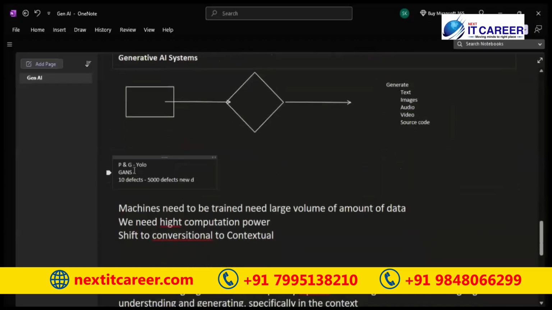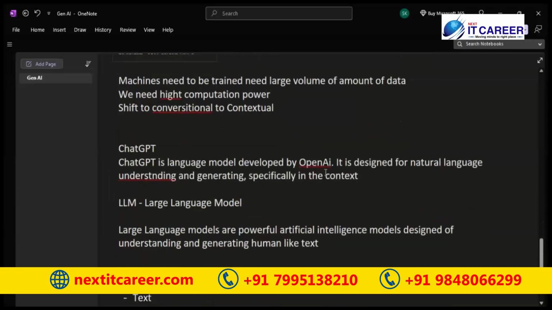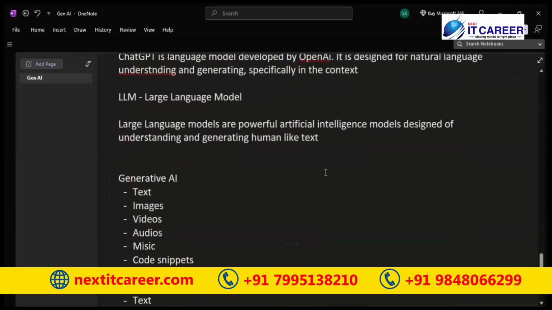I gave one real-time example, right? At that time we didn't have enough data to train the YOLO model. So based on only 10 defects, we were able to generate 5,000 defects using GANs. That is one of the generative AI models. And ChatGPT, we have understood, is generative AI.